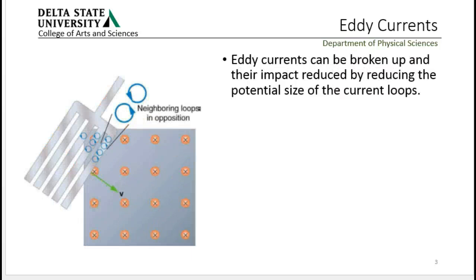Things that can be done to reduce the effect of eddy currents mostly include things like you see here, where the conducting material has been divided up into tines or fins or into veins, so that the currents that get induced are not as large and they don't cover as large an area.